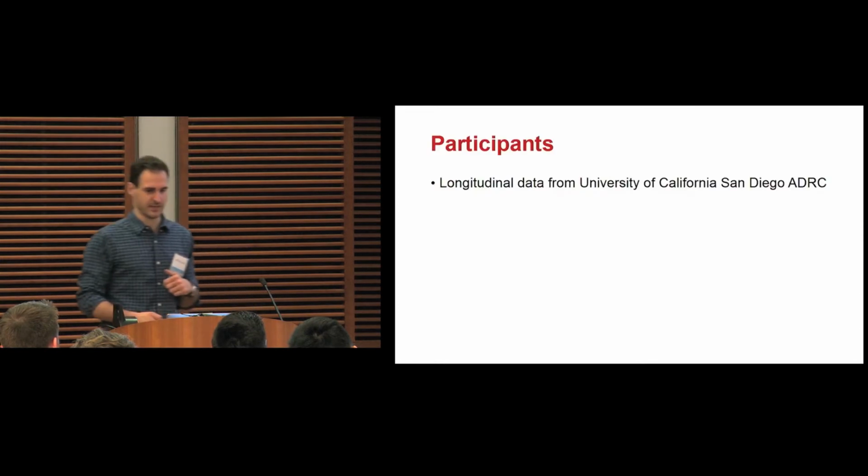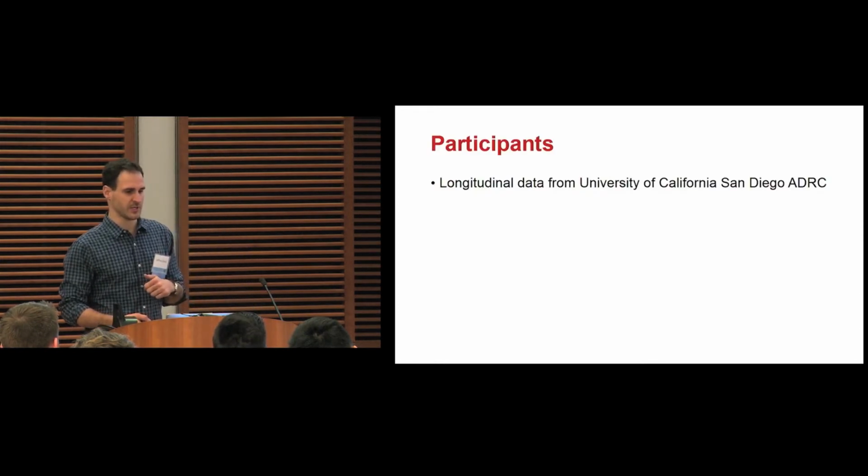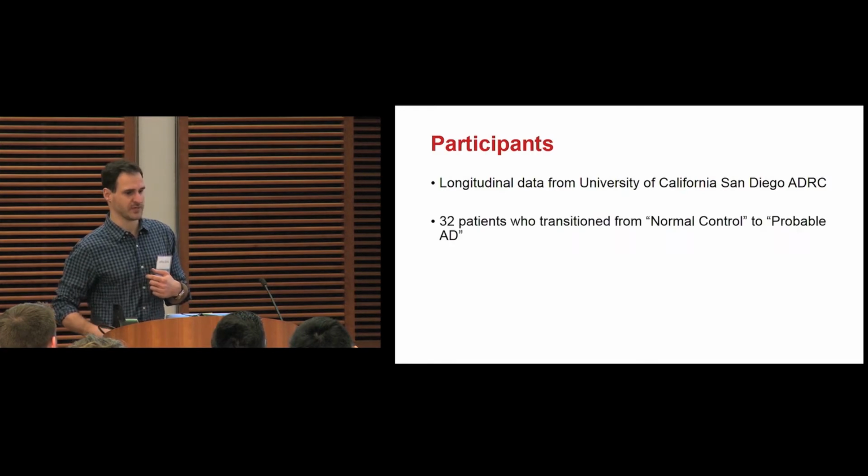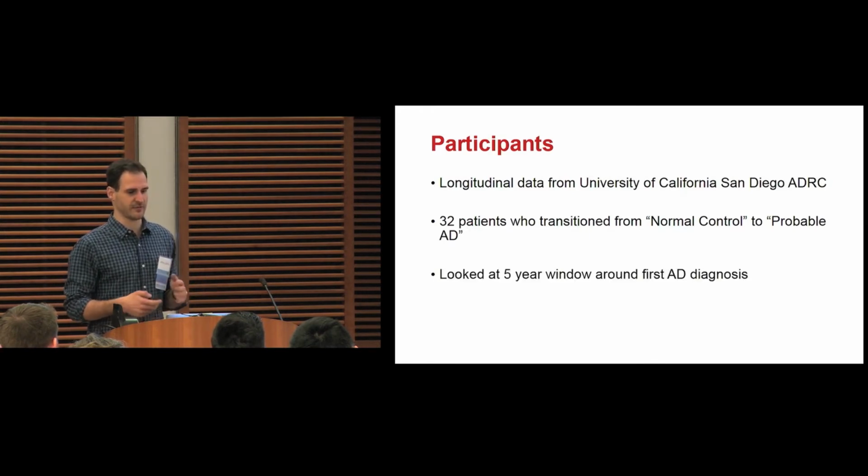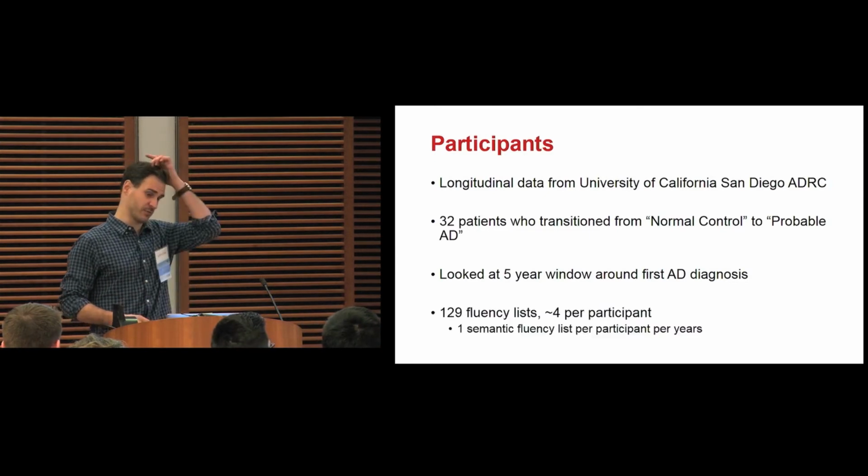So the way we did that is we compared our model predictions to a longitudinal corpus of data collected by the University of California, San Diego, ADRC. From their corpus, we identified 32 patients who transitioned from normal control to probable AD diagnosis. And then for each of those patients, we looked at a 5-year window surrounding their first Alzheimer's diagnosis, which left us with about 129 lists, or about 4 per participant.